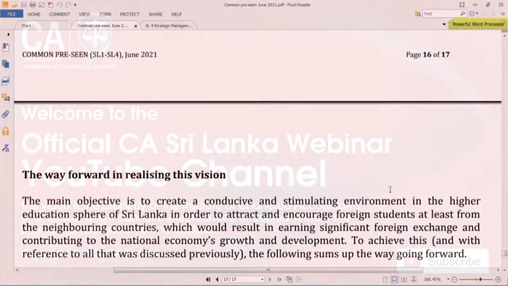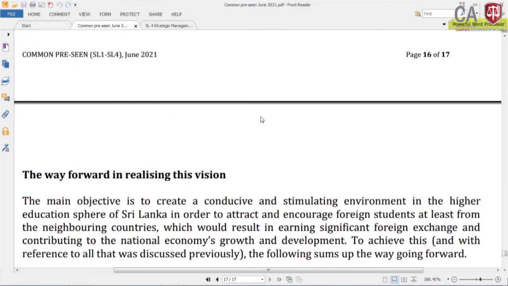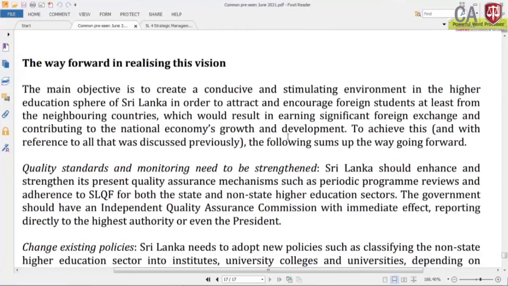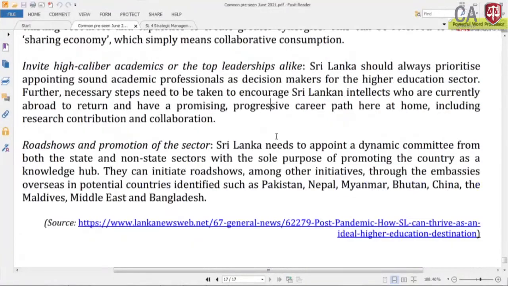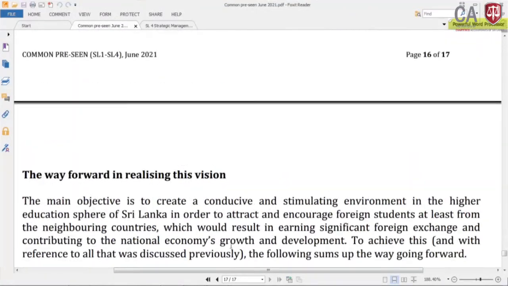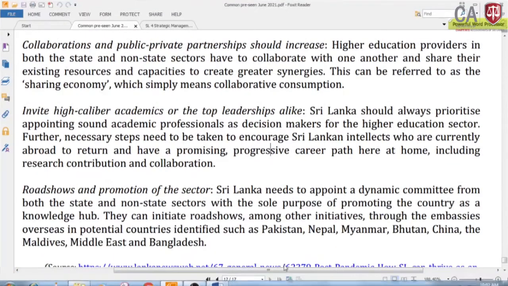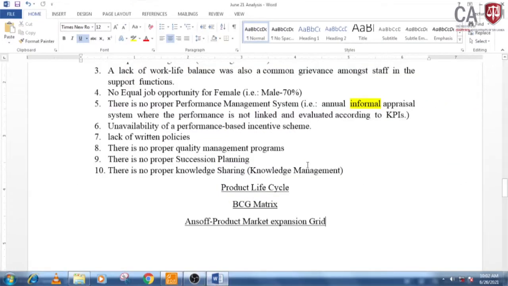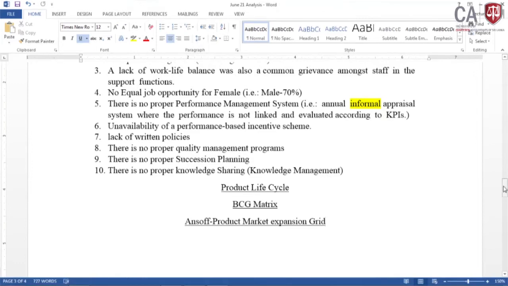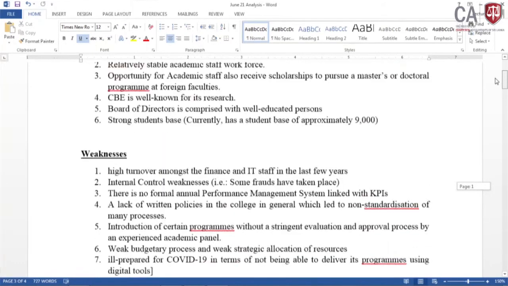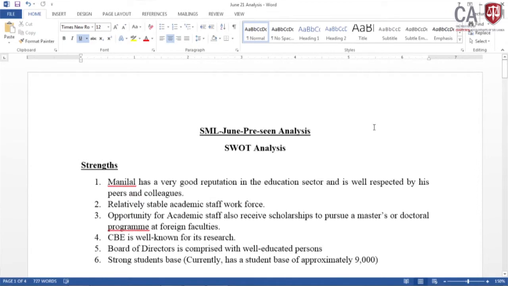Right now, I think we have completed the reading of the case study information given. So, we will look at the SWOT analysis. I have already developed the SWOT analysis. We will go through the SWOT analysis developed.